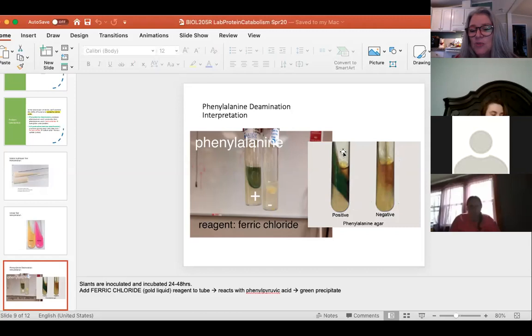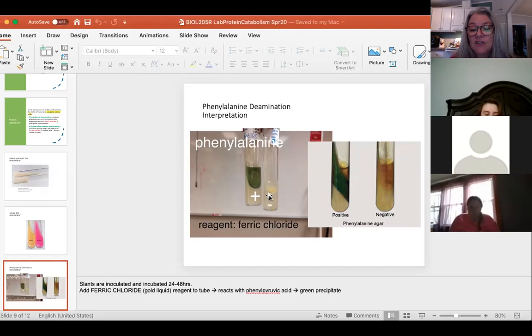So in this tube, we have a positive result for phenylalanine breakdown, for phenylalanine catabolism. And microbes do that through deamination. So this is what a negative result would look like once you added in the ferric chloride. And this is what a positive result would look like. And then I put these in as well, just so you could see another image of these.